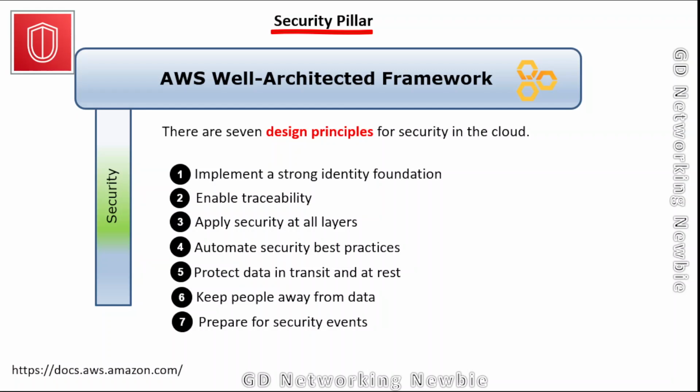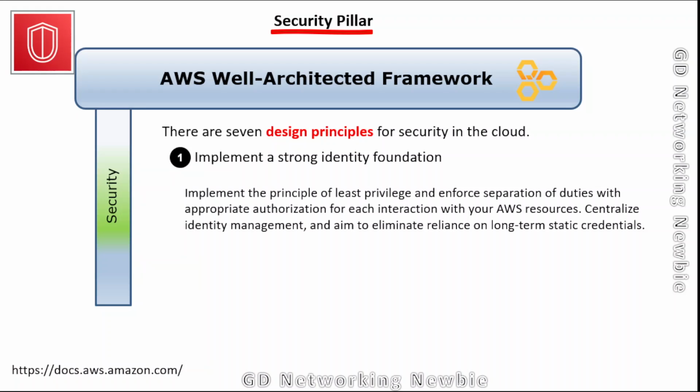Now we'll discuss each of them one by one. First one is implement a strong identity foundation. This implements the principle of least privilege and enforces separation of duties with appropriate authorization for each interaction with your AWS resources. Least privilege means we should only give the minimum level of privileges or rights to an individual working in an organization or to access any account.